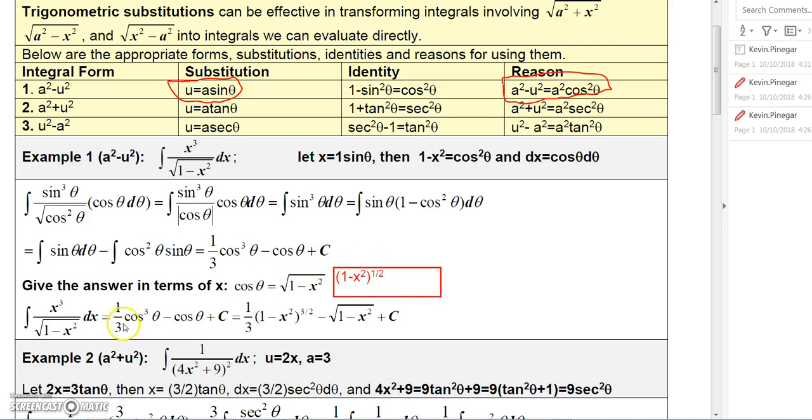So now if we go back to this, we have 1/3 cosine cubed theta. Well, all you would have to do is cube this, since that's cosine theta, so cube that, and you get 1 minus x squared to the 3/2 power. And then for the minus cosine theta, just replace the cosine theta with this 1 minus x squared to the 1/2 power, or the square root of 1 minus x squared, and then add your constant. And there's your final result there.